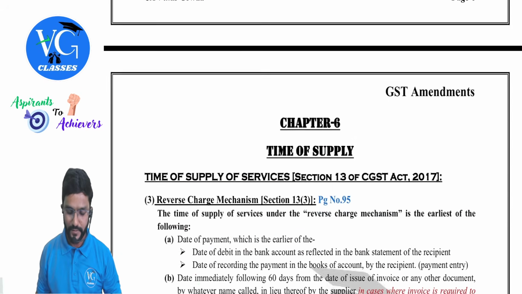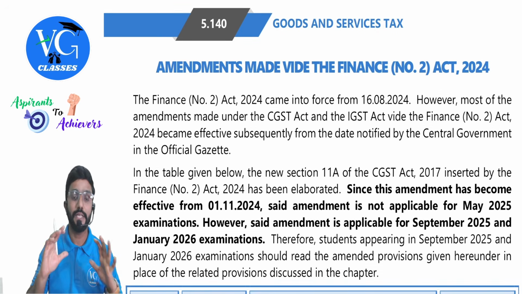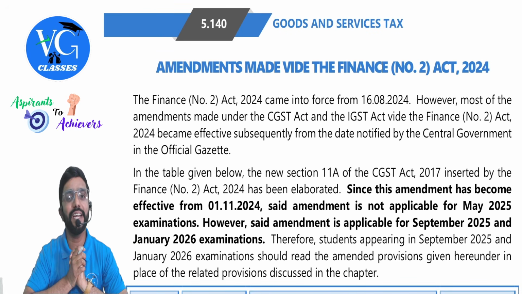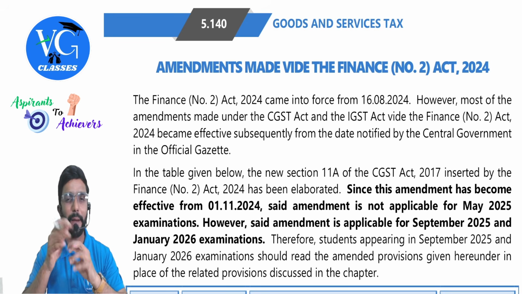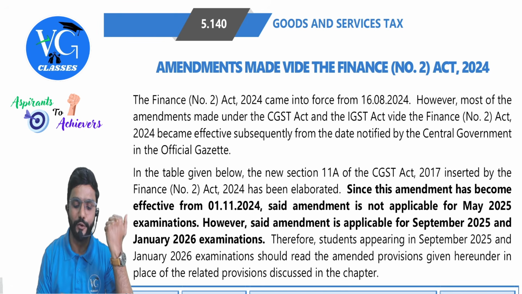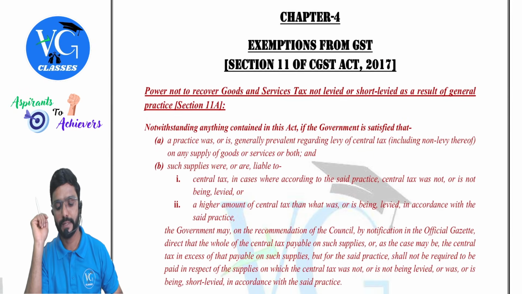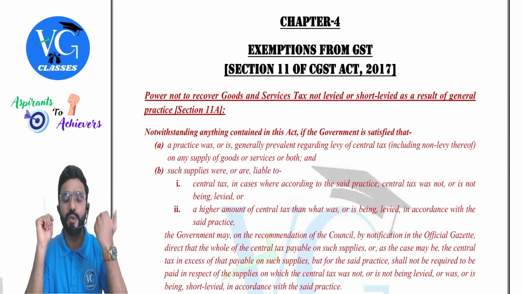Chapter 5 is place of supply. Sorry, one second. Chapter 5, as per the ICAI material, is exemptions, but I have swapped or interchanged it. So in my material, it would be chapter 4, guys. They've added a new section here.